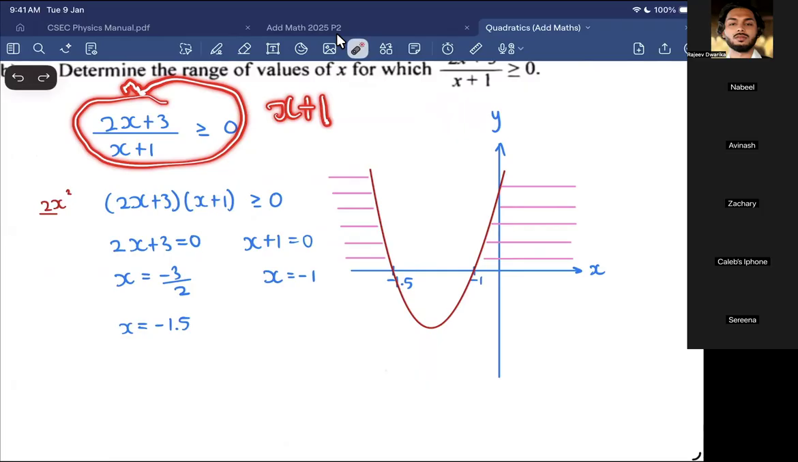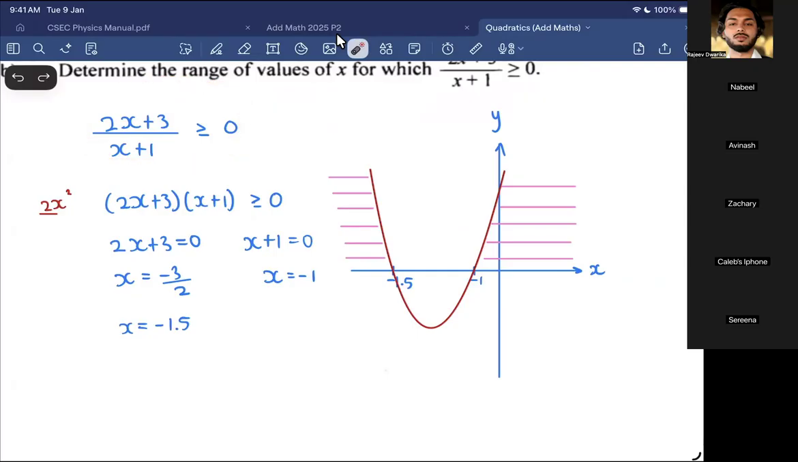Do you remember when a function will be undefined? No, sir. Right. So somebody remind Caleb, when is a function undefined? Oh, so when the denominator is equal to 0. Right. What value of x would make this denominator 0? Minus 1. Right? So you can't include minus 1 in the solution.